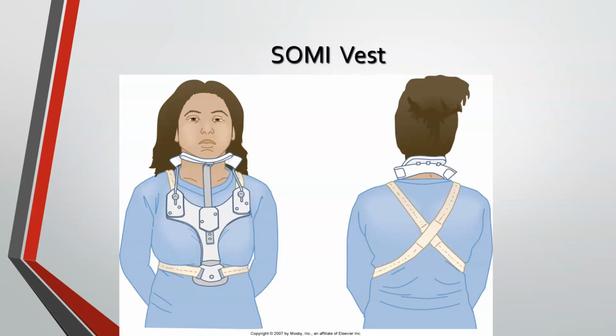You have the sternal-occipital mandibular immobilizer. It's called a SOMI vest. Note the rigid shoulder straps and encompassing vest, and they come in various sizes. So just be mindful that with anything the patient has on them to keep them stabilized, they really should not be turning and twisting their heads and necks.